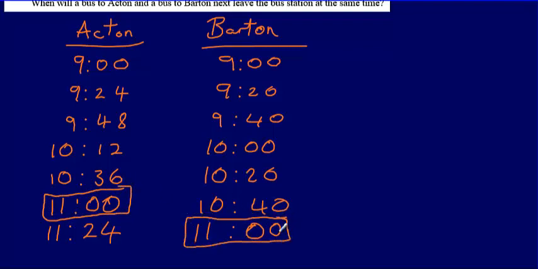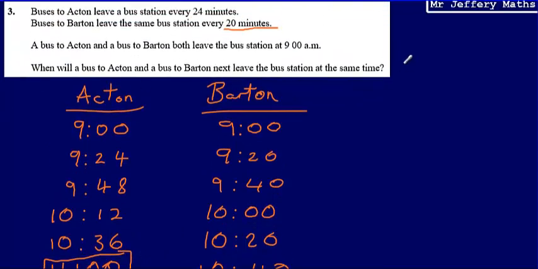Now there I'm just going to stop because I've now got the same time in both lists. So the next time at which they will both be leaving the station is going to be 11 o'clock. So my answer to this question is going to be 11 o'clock.